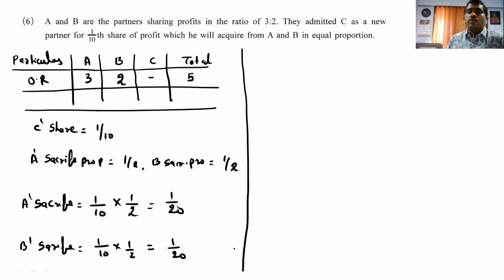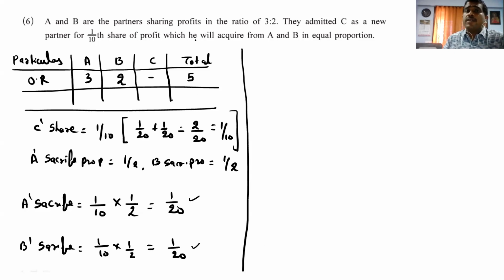Right? How to know whether we have done right or wrong? It's very simple. Let's see. That is 1 by 20 plus 1 by 20. If you add this, you will get what? 2 by 20. And if you divide it, you will get this 1 by 10. It indicates that A is sacrificing 1 by 20, while B is also sacrificing 1 by 20. That's how we know he will acquire from A and B in equal proportion. That's right. So now let's see how to find the new ratio.